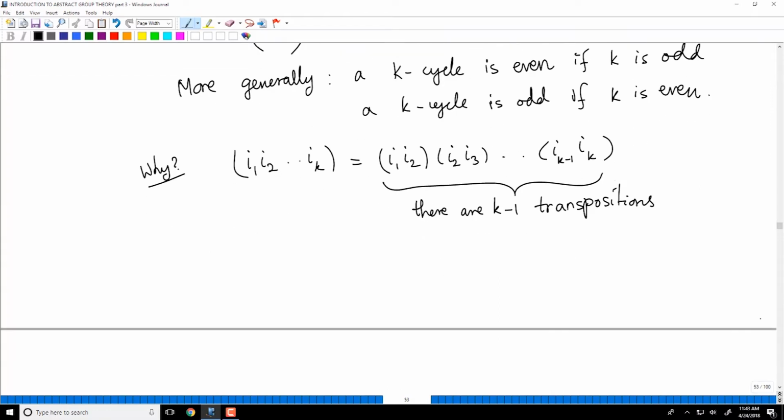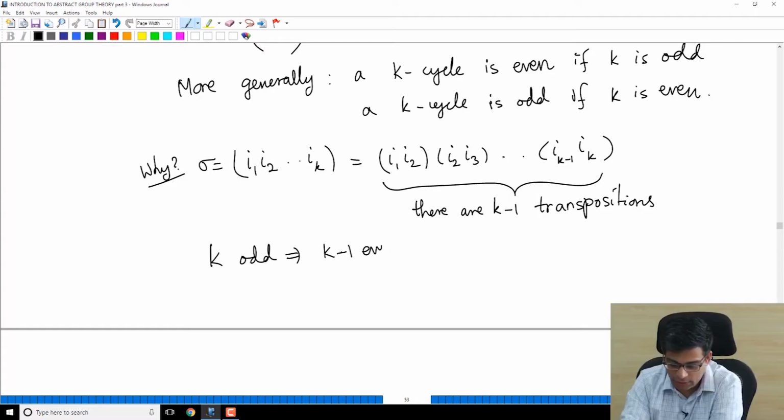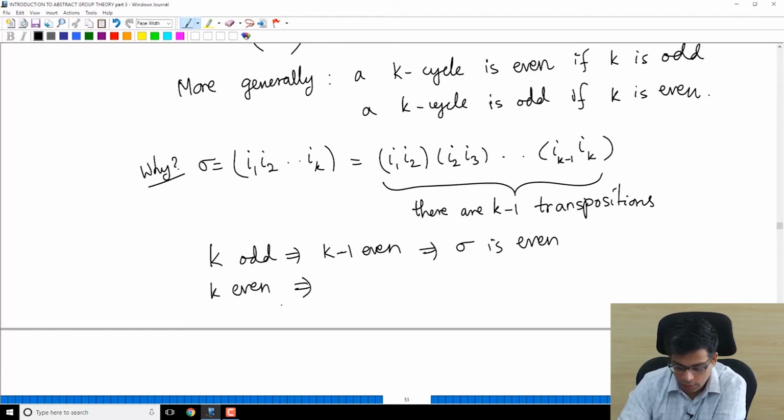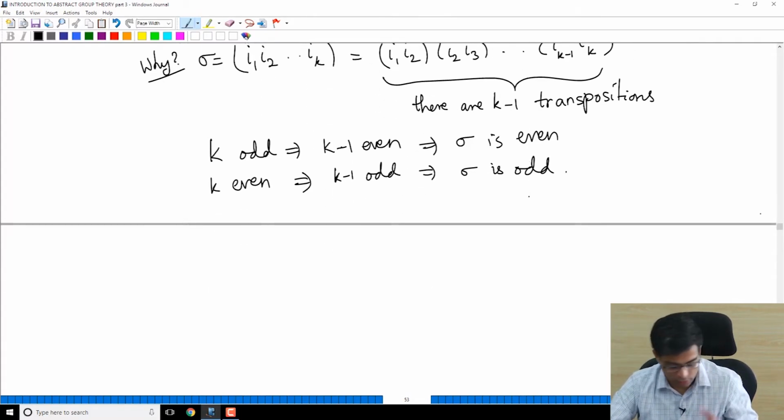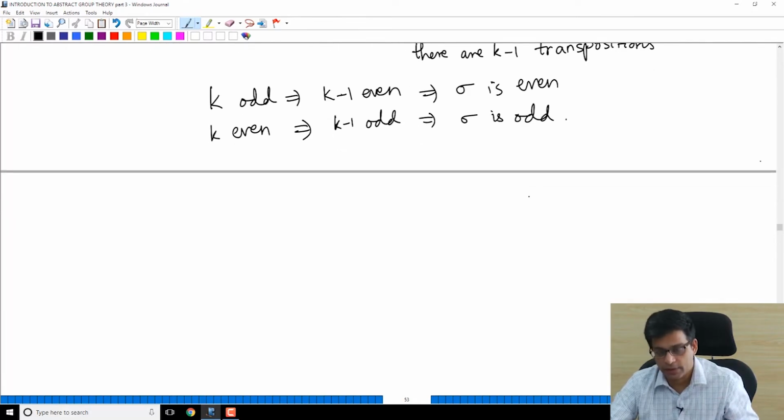So this tells me that if k is odd, this is sigma. If k is odd, k minus 1 is even, which implies sigma is even, because it requires k minus 1 transpositions. Of course, this is if and only if, or we can write it like this: k is even means k minus 1 is odd, so sigma is odd. So a k cycle is odd precisely when k is even.